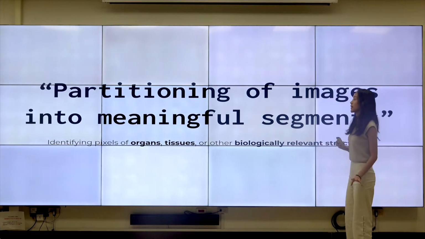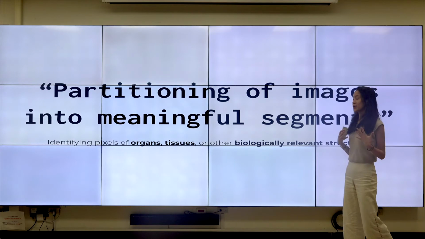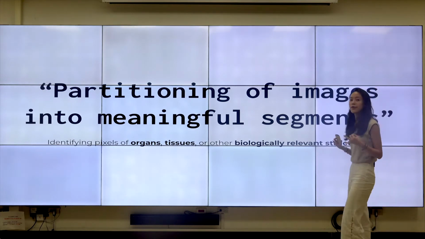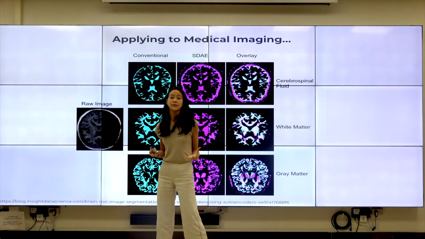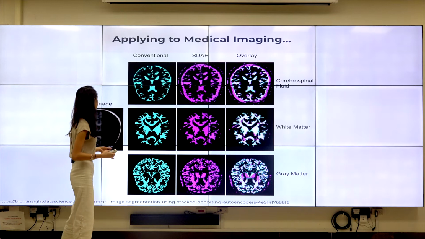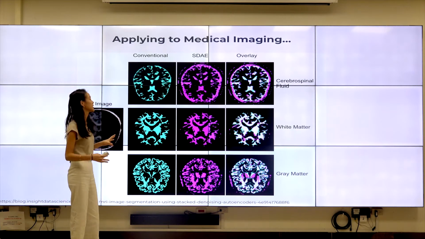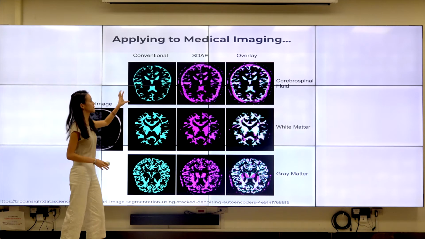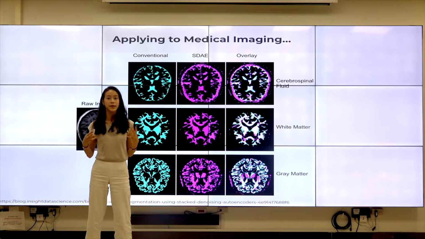So segmentation is the partitioning of images into meaningful segments. When we're talking about medical images, we're talking about identifying pixels of organs or tissues or other biologically relevant structures. So applying this to medical imaging, let's look at this image here. This is the raw image of what we would begin with. Segmentation essentially is splitting this image into multiple different kinds of tissues so that you're able to classify or identify what each of these parts are.